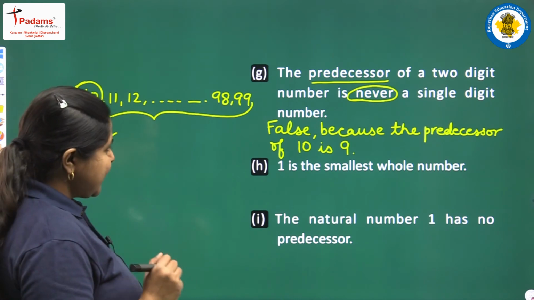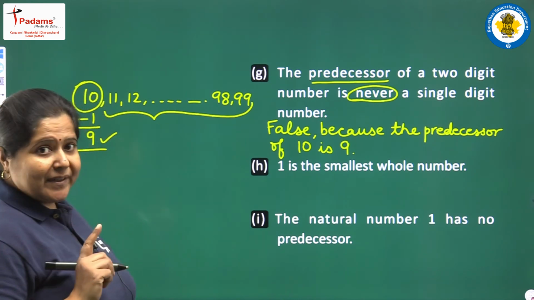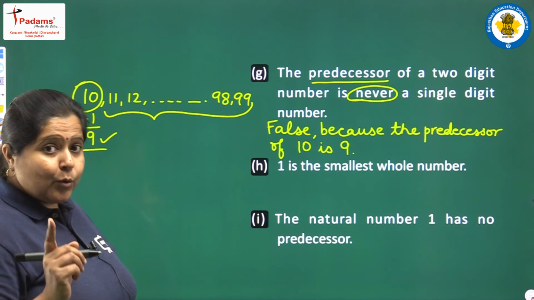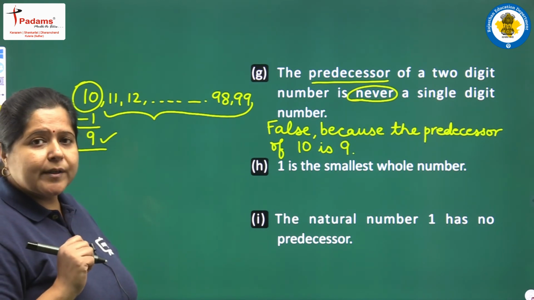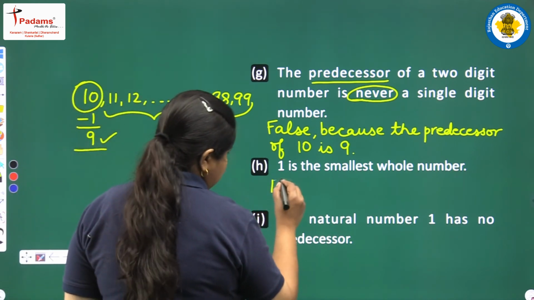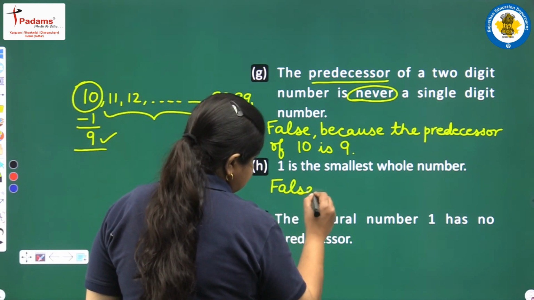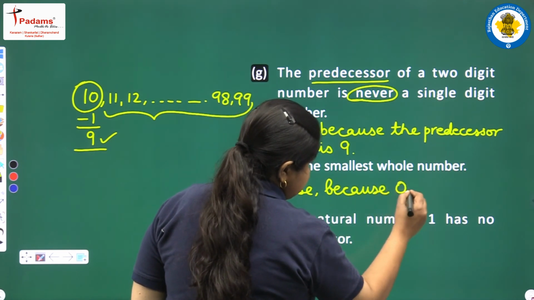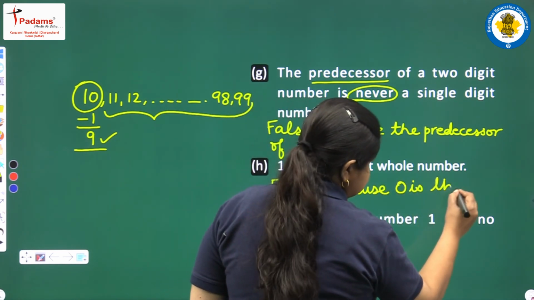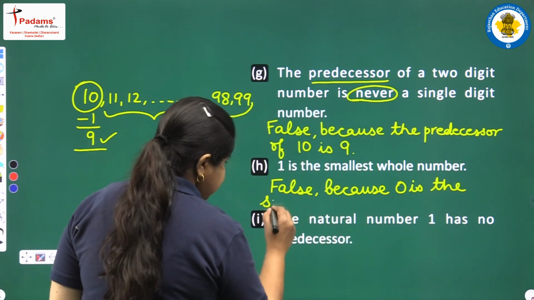Okay. Then, 1 is the smallest whole number. Is it the case? No, we just now discussed that 0 is the smallest whole number. So, this is again a false statement because 0 is the smallest whole number.